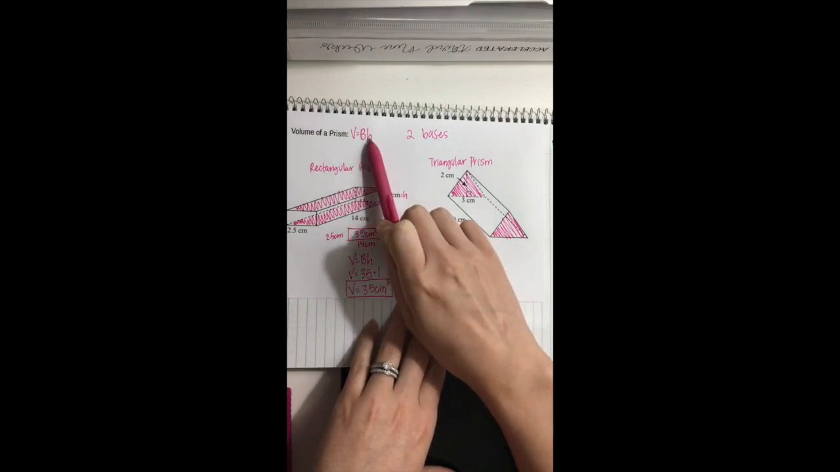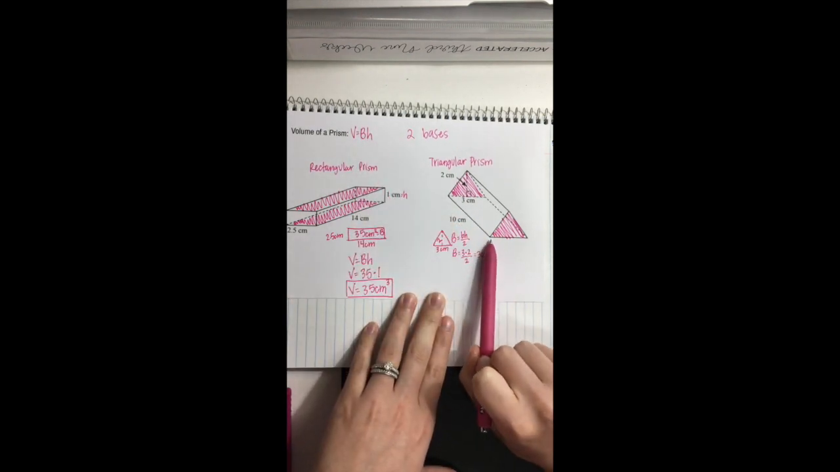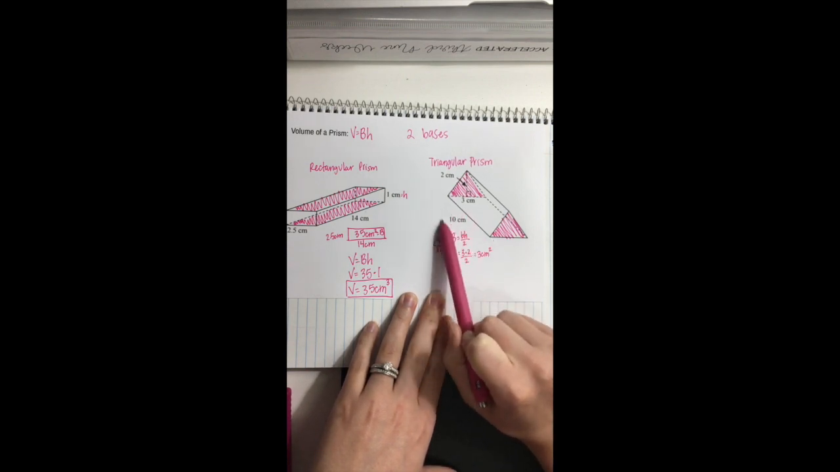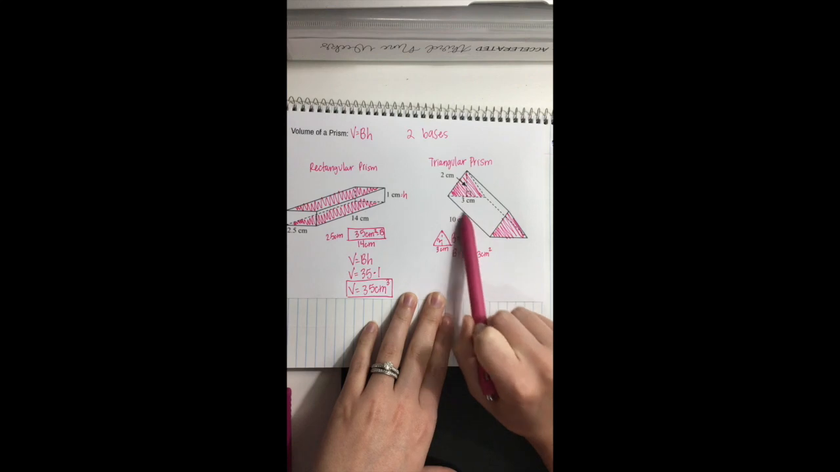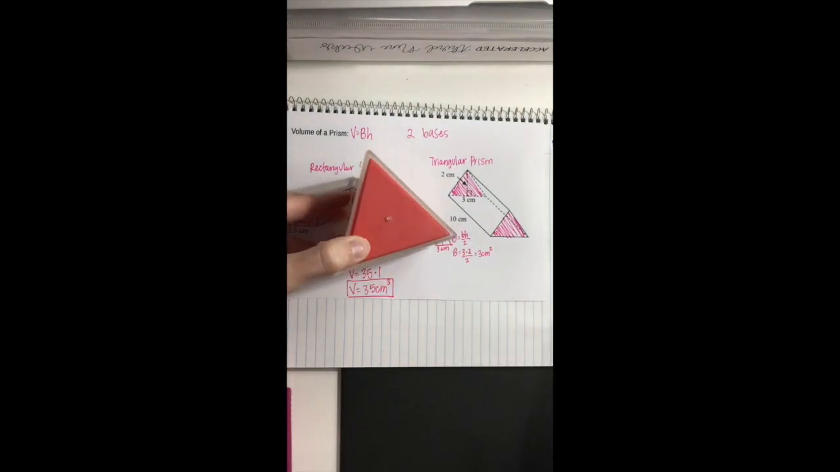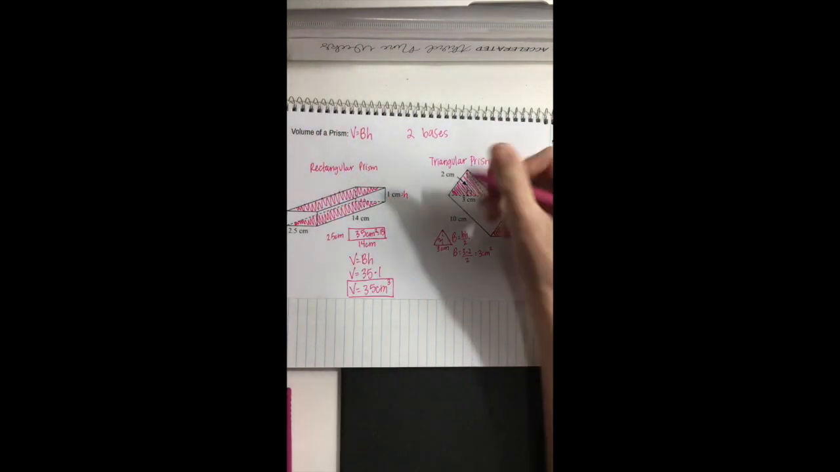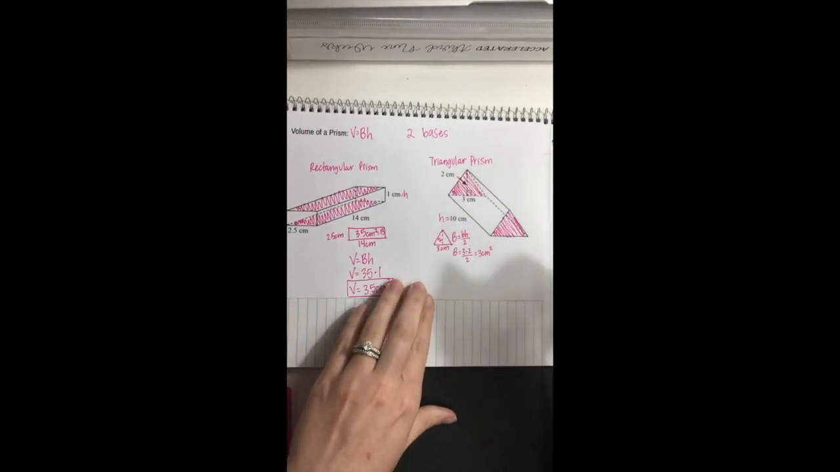Now let's think about the H, the height of the 3D shape. The height of the 3D shape is the distance between the 2 bases. This 10 is the distance between the 2 bases. If you were to look at your shape where it's sitting on the base, then you can tell, okay, this is how tall it is. So 10 centimeters is the height.